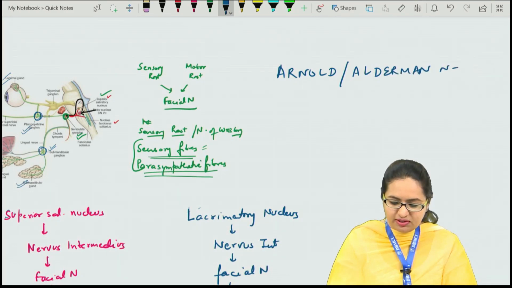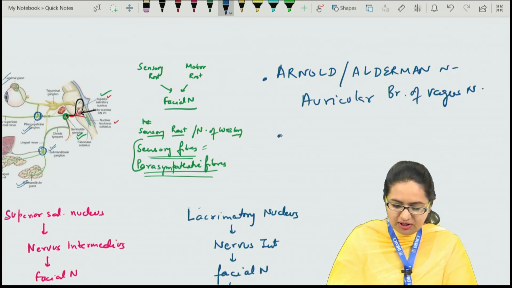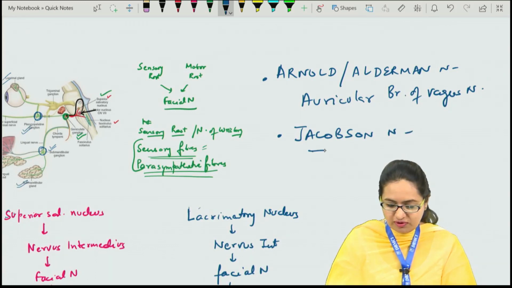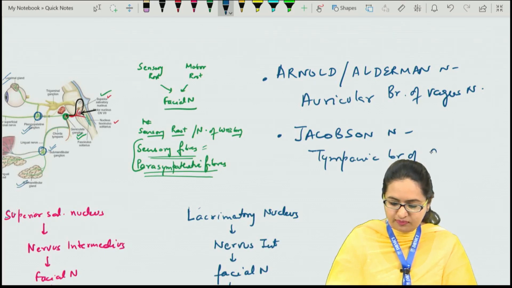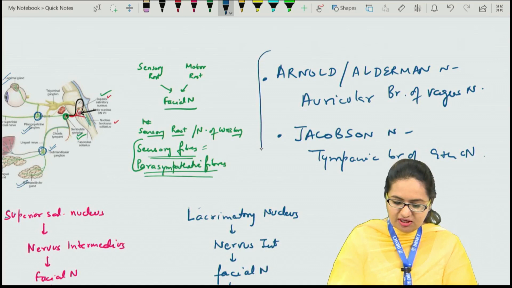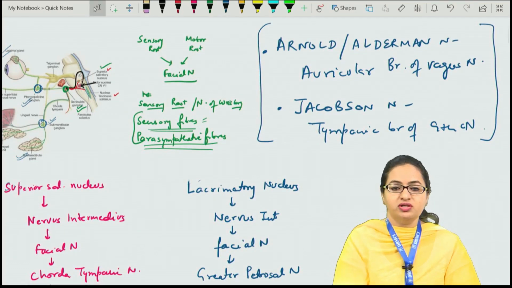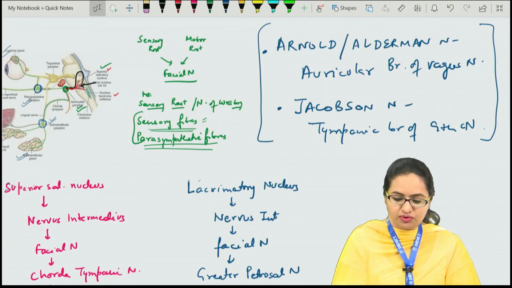This nerve is the auricular branch of the vagus nerve. Then one more named nerve is Jacobson's nerve. Jacobson's nerve is the tympanic branch of the glossopharyngeal nerve. So these are the named nerves. The tympanic branch of the glossopharyngeal nerve is also known as Jacobson's nerve.